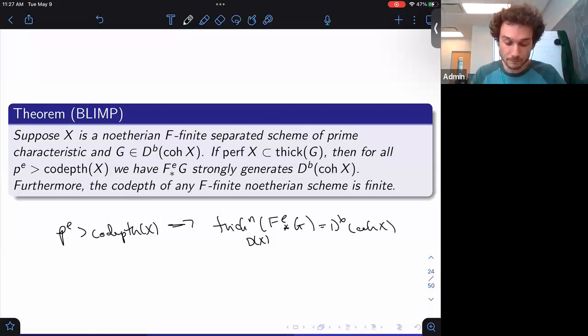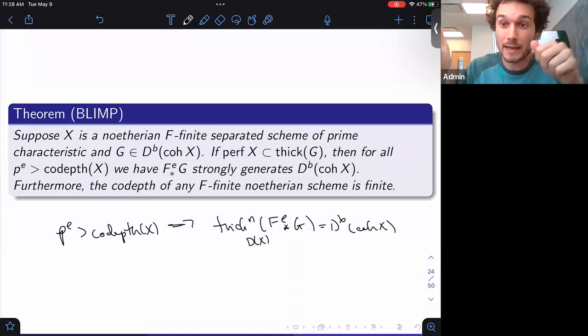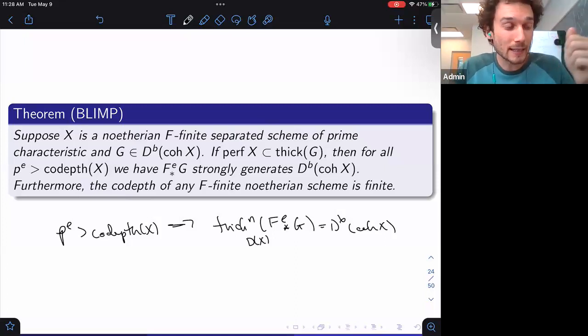So this codepth and the characteristic that I'm working in, in some sense, governs an upper bound on the number of iterates needed to produce a strong generator, which is interesting because it says that if I know the characteristic of the scheme and I can actually compute its codepth, then I can produce an upper bound on the number of iterates needed to push forward and obtain a strong generator. The question is, how sharp is it? Is this always the value? Can I actually iterate fewer times and produce a strong generator? These types of questions are things that we've studied a little bit.